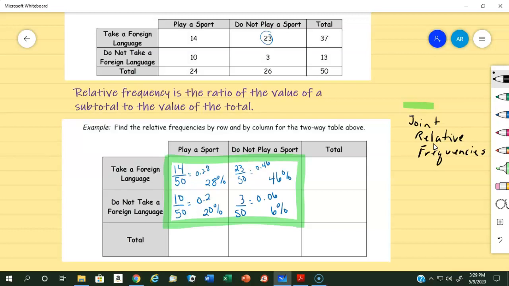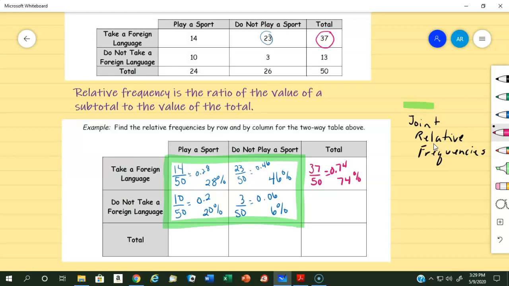Now, the ones on the outside also have a name. Let's just do that in a different color. Let's make those pinks just so we can see the difference. So we're going to do the same thing. It's still over 50. And I'm going to take my total. Really, this is the total number of students that take a foreign language. So 37 divided by 50 is going to be 0.74, times 100, that gives me 74%.